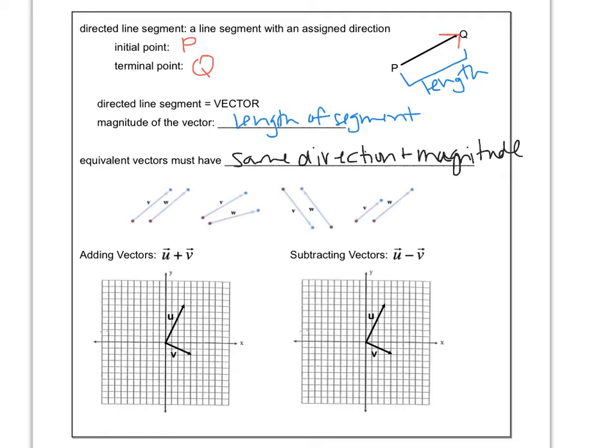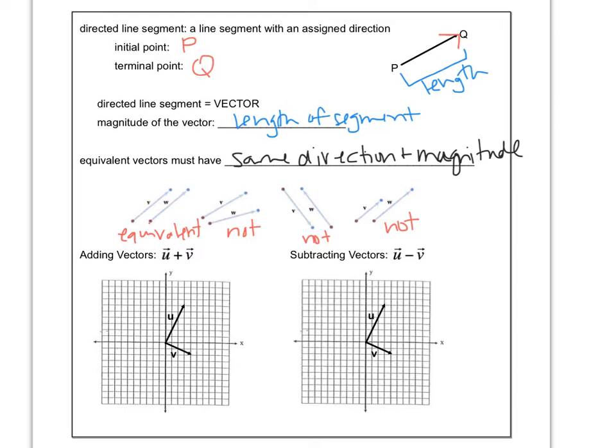So if you look at the examples, the first example, these are equivalent because they go in the same direction and they have the same length. These are not equivalent because they're not going in the same direction. One's a little bit more tilted than the other. These are also not equivalent because they are going in different directions, one pointing up and one pointing down. And the last ones are not equivalent because they are not the same length. They're going in the same direction, but they're not the same length. So then we're just going to go through the visual part of adding and subtracting.